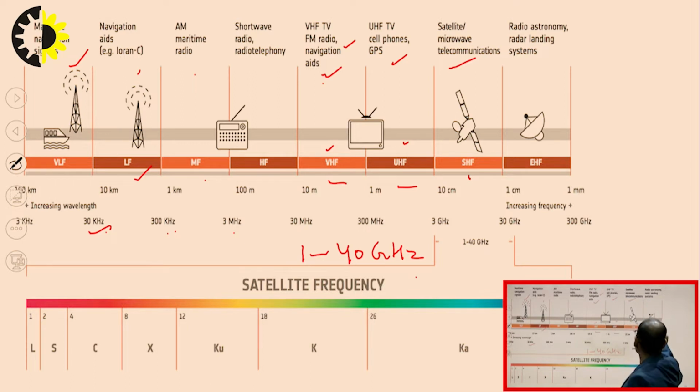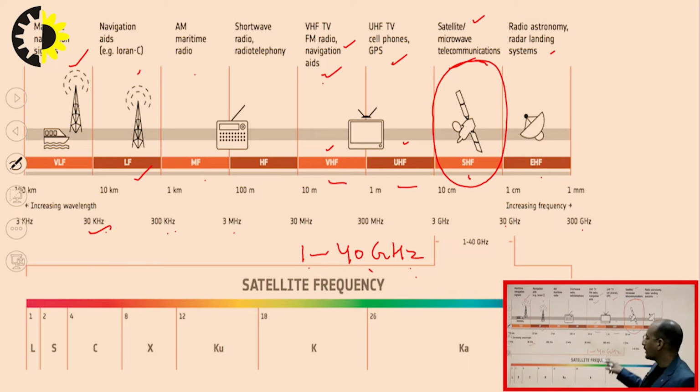The next one is extremely high frequency, from 30 gigahertz to 300 gigahertz, used for radio astronomy and radar landing systems. It means out of this complete range, only the super high frequency range is used for satellite communication. And more specifically, the 1 to 40 gigahertz frequency band is used as the satellite frequency range.